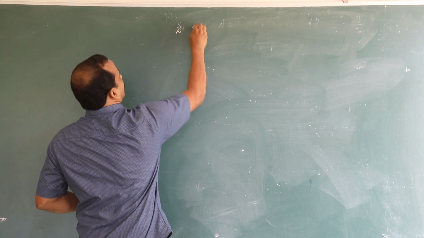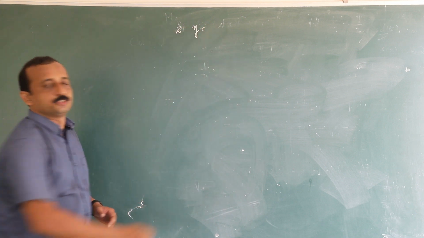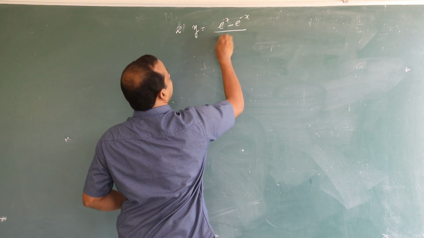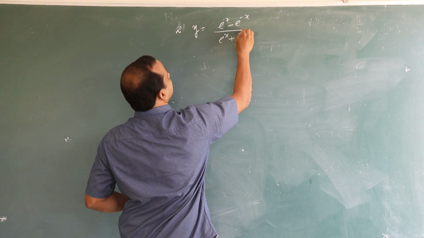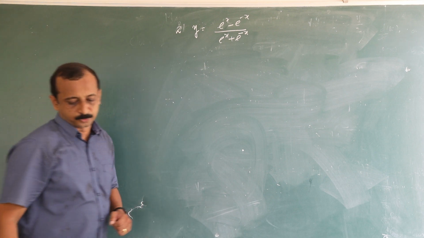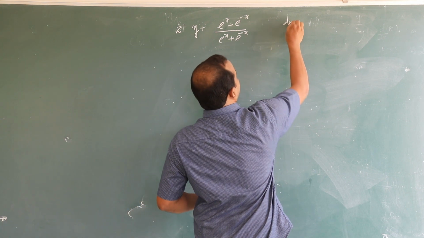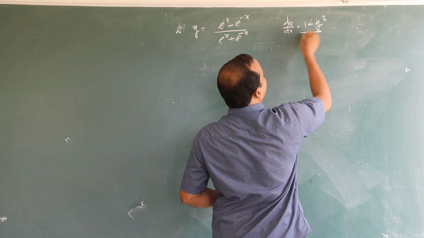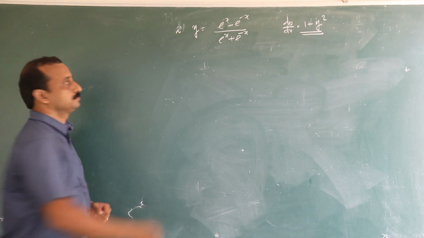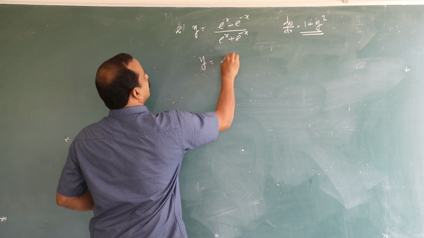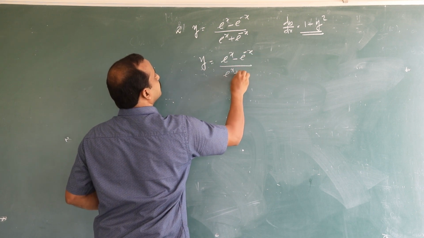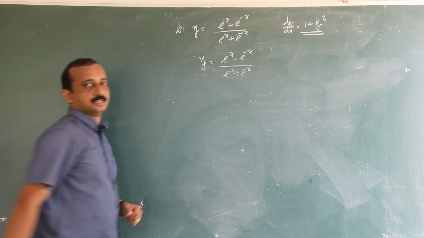Now the second question: y is equal to e raised to x minus e raised to minus x divided by e raised to x plus e raised to minus x. Prove that dy by dx is equal to 1 minus y square. Here, given y is equal to e raised to x minus e raised to minus x by e raised to x plus e raised to minus x.